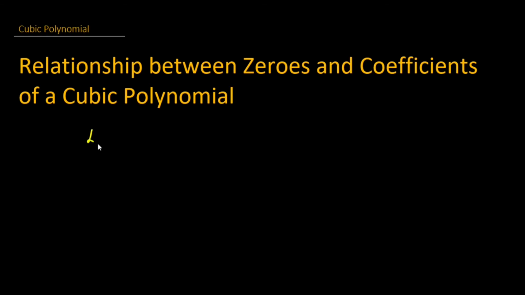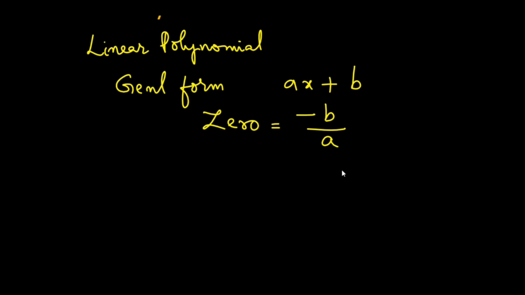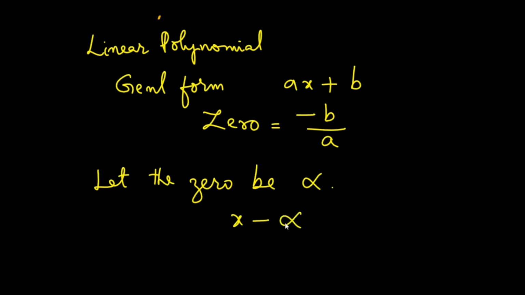A linear polynomial. The general form of a linear polynomial is ax plus b. We found its zero as minus b by a. Let us obtain this relation by forming a linear polynomial with a zero alpha. Let the zero be alpha. Then how do we form the linear polynomial? The linear polynomial will be x minus alpha.